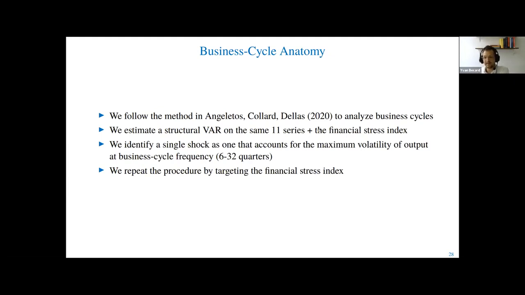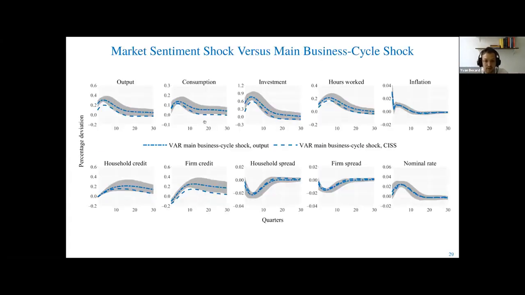We estimate the VAR and find the structural shock such that the shock has the maximum impact on the volatility of output. Then we do the same operation by estimating a shock that has the maximum volatility on the financial stress index. So we have two VARs estimated independently, where one shock maximizes the effect on output and the other on stress. And this is what we get.